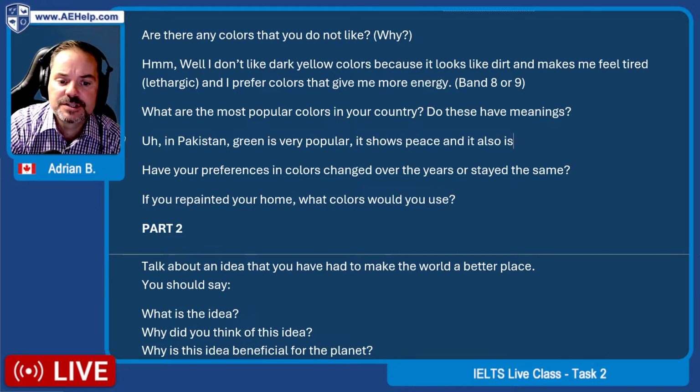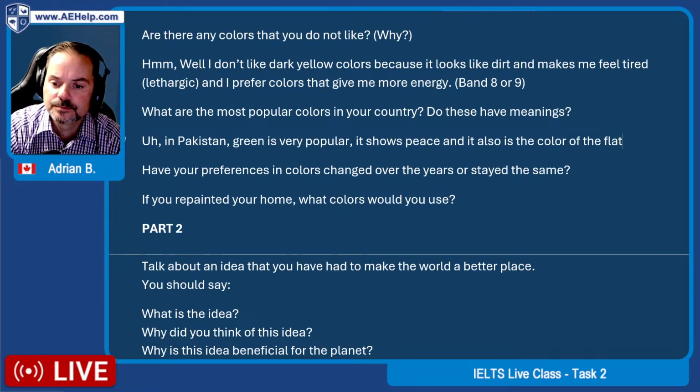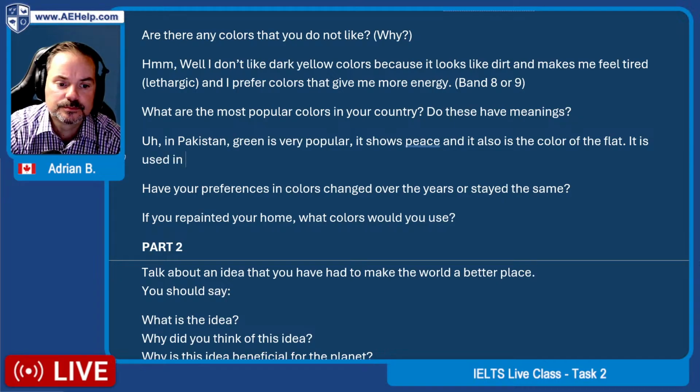Have your preferences in colors changed over the years or stayed the same? Yes, they changed. When I was younger, I liked pink. Now I like black because it looks smart and strong.